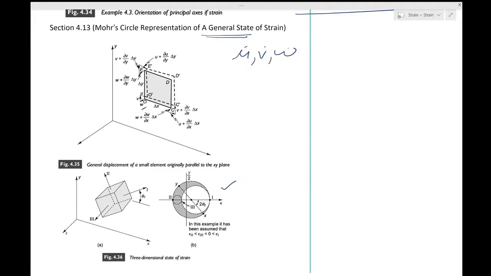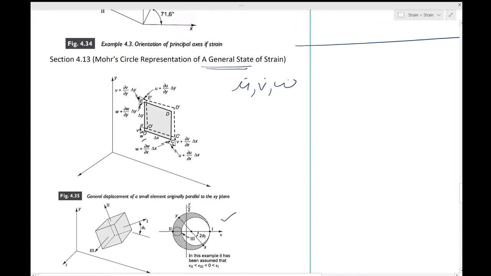Now in our consideration of the plane strain, the effect of dou v by dou x delta x on the length OC was neglected when the strains were compared, because the strains were small compared to unity. And then you have plane strain, the effect of length OC. So let's see 4.29.